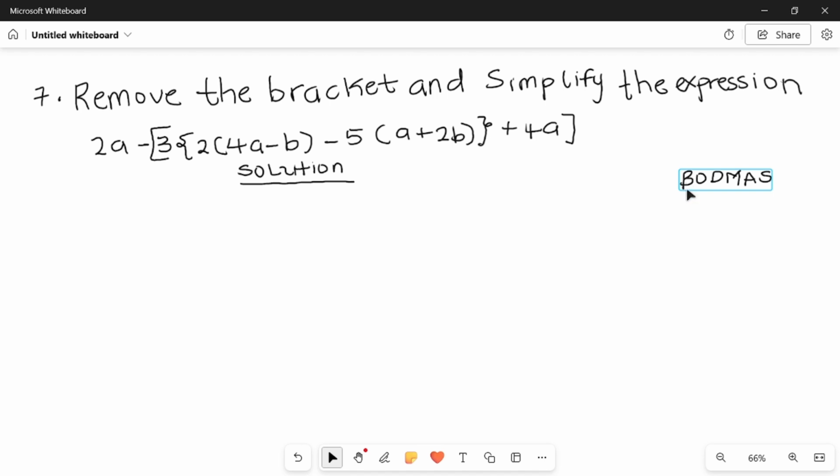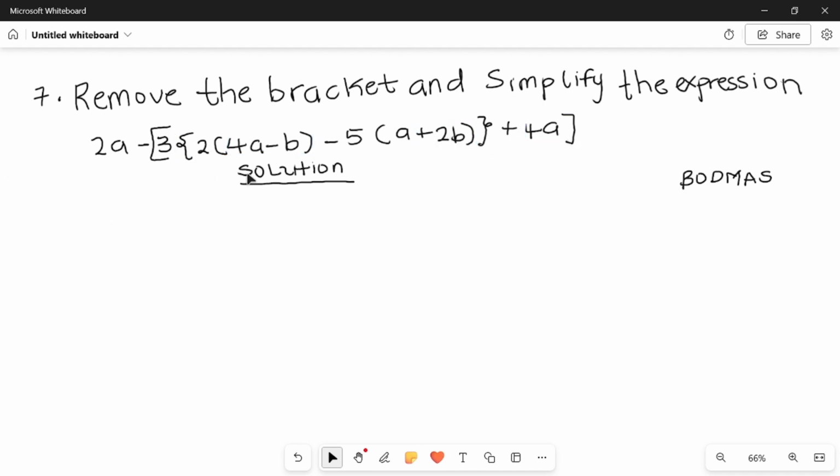That's the B, bracket. So we have like three brackets here. We have this first bracket here, the second one here, and another bracket here. We'll start from the innermost brackets, before we move to the outer brackets. These ones are the innermost brackets, then the outermost ones, then the final bracket.